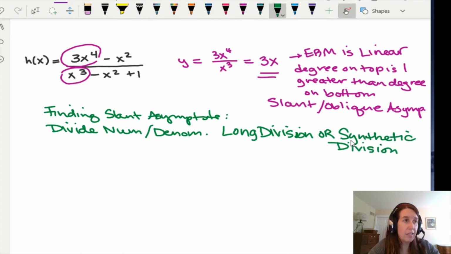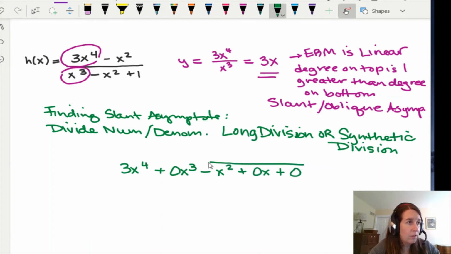And in this case, we must use long division. So we are doing 3x to the 4th. Remember, we're going to want to put a 0x cubed in there, minus x squared. And then we might need a 0x and a 0. I don't know if we'll need all those terms. We'll see. And on the outside, we have x cubed minus x squared. I'd probably put a 0x in and a plus 1.